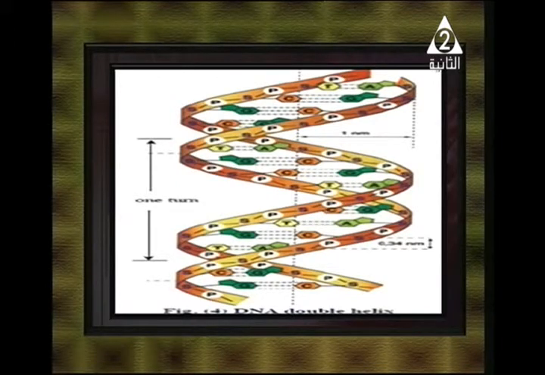Each nucleotide has 3 parts: the sugar, the phosphate group, and a nitrogenous base, which may be adenine, cytosine, thymine, or guanine. And the nitrogenous bases, as you can observe, are inside, while the other parts are outside, like the sides of a ladder.